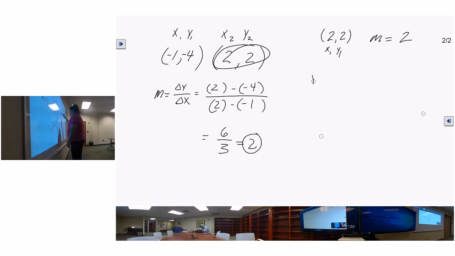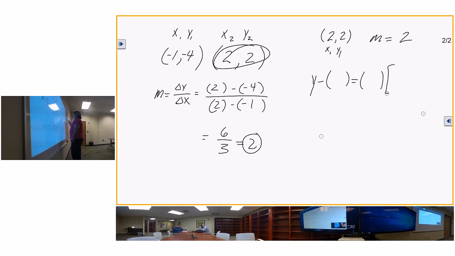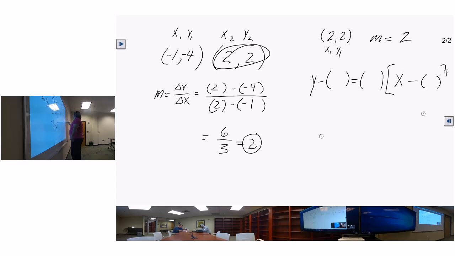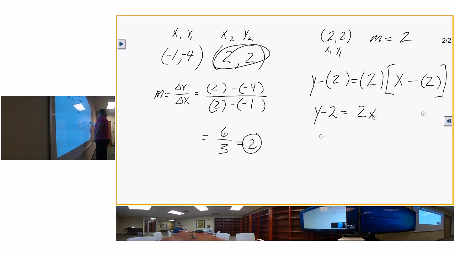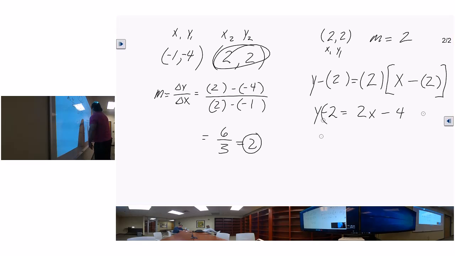Plug and chug. Y minus parentheses equals parentheses times x minus parentheses. And y sub 1 is 2. X sub 1 is 2. And m is 2. Y minus 2 is equal to 2x minus 4. Bring the 2 over across the river. And y is equal to 2x minus what? Minus 2.